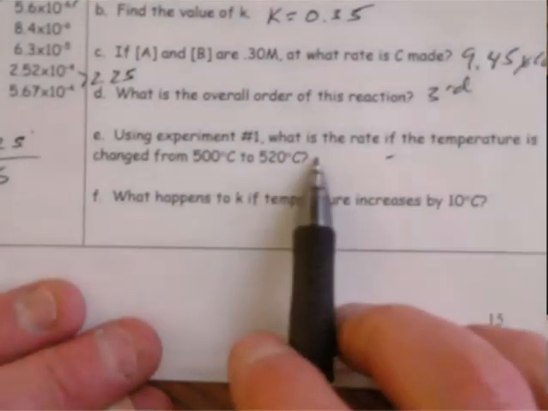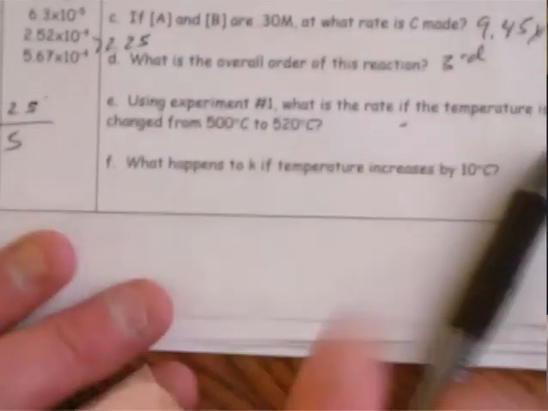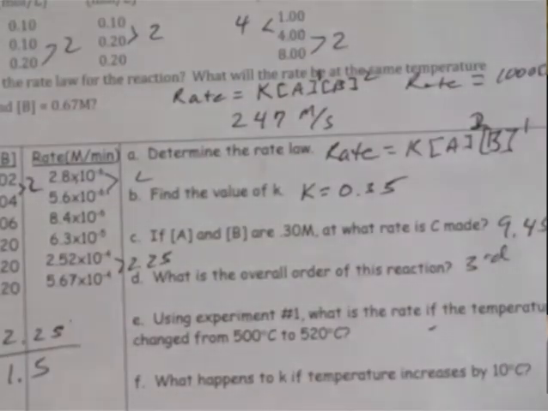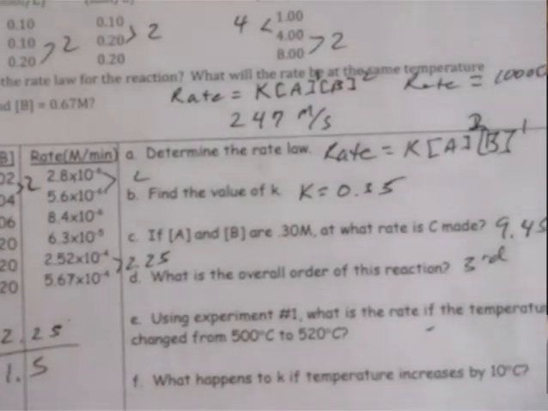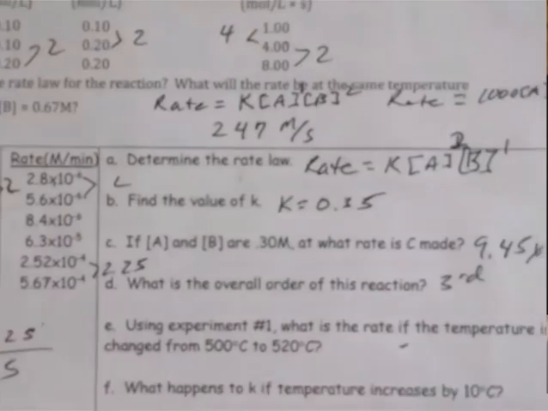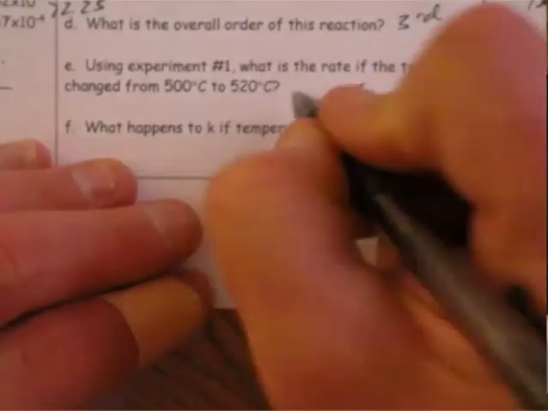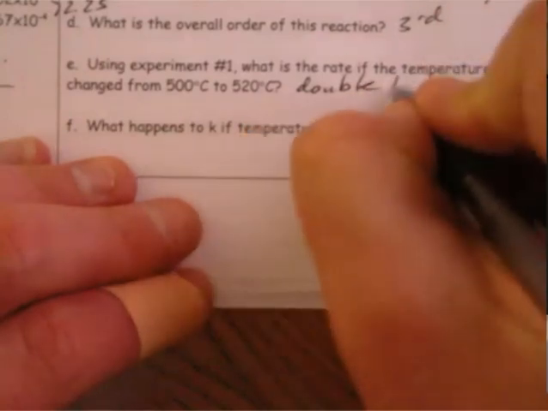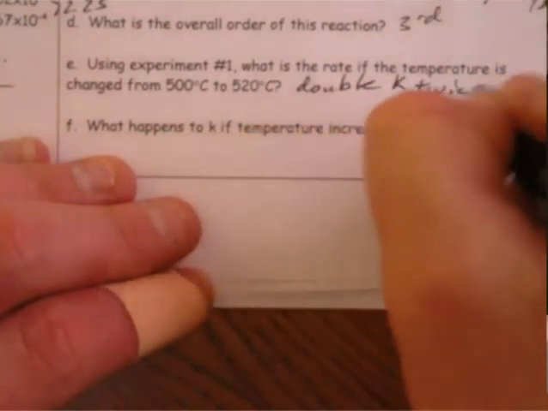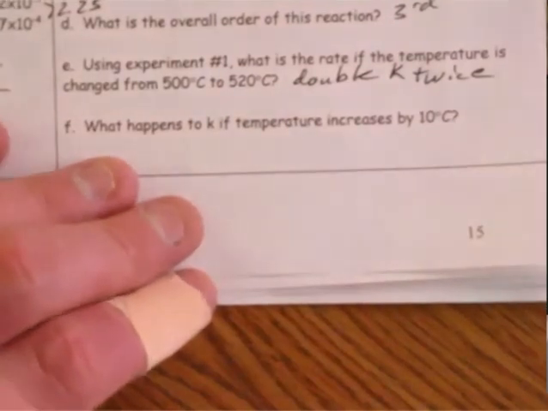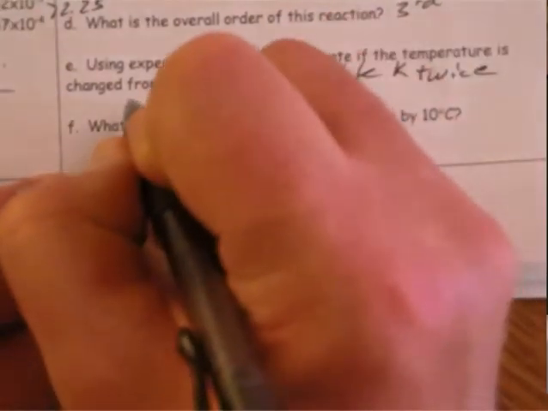Using experiment number 1, what is the rate if the temperature is changed from 500 to 520? What is the difference there? 20 degrees. So we need to double it once and then double it again. Whereas I think we determined yesterday you could multiply it by 4, right? That gives us the K. For every 10 degrees, K doubles.